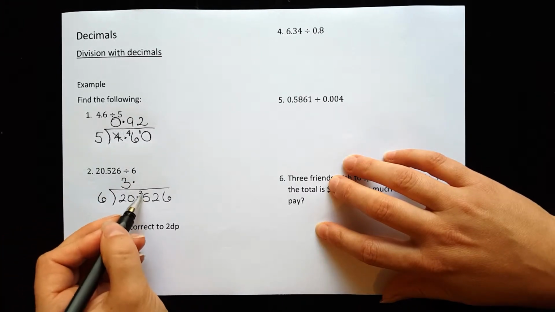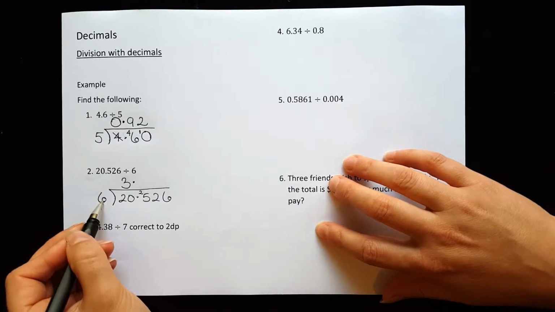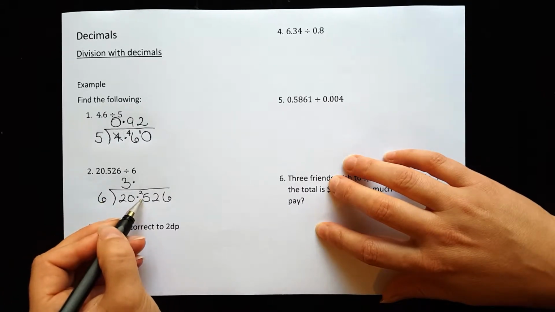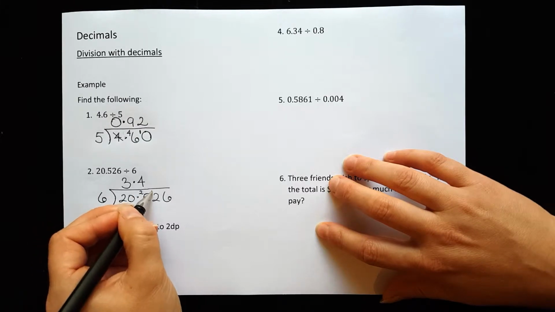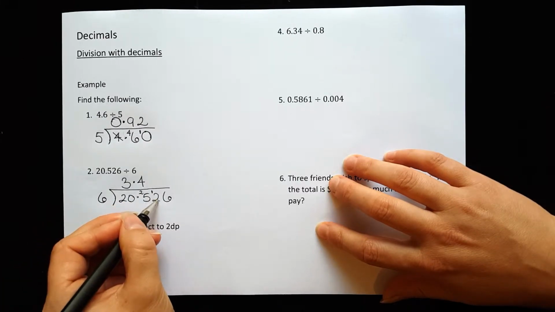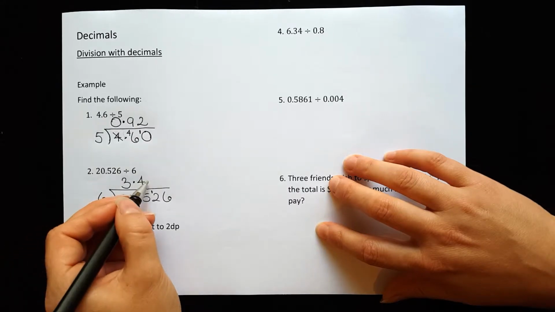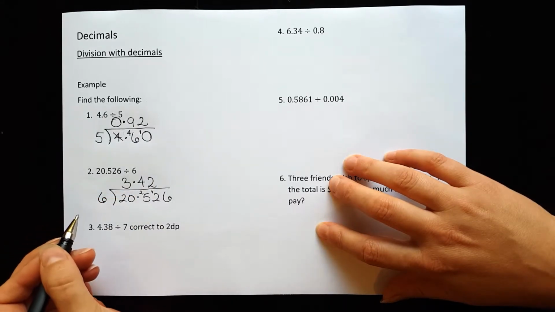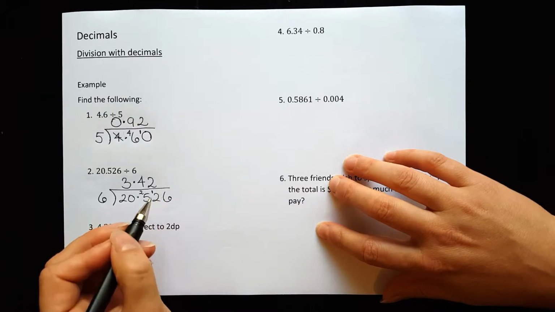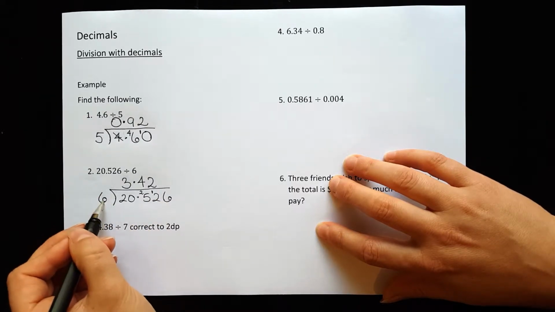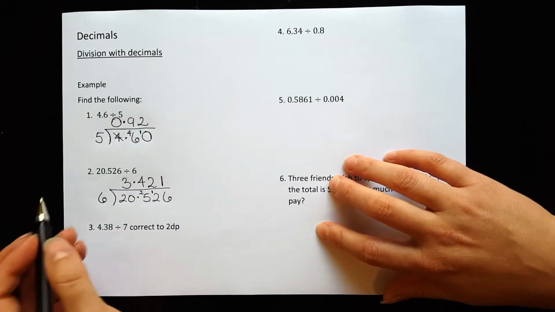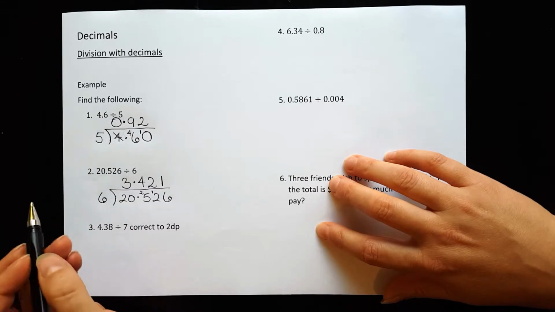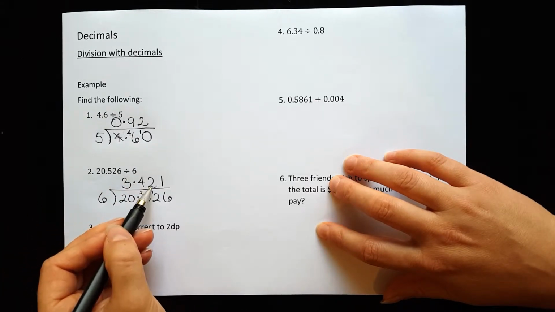So now I have 25 divided by 6. 6 times 4 would give me 24. So it's going to go 4 times. And 24, I'll have a remainder of 1. Now I have 12 divided by 6. Well, that goes exactly twice. No remainder at all. But because I have another number here, I have to keep going. 6 divided by 6 also goes exactly, this time once. Okay, so there's the answer. 20.526 divided by 6 is equal to 3.421.